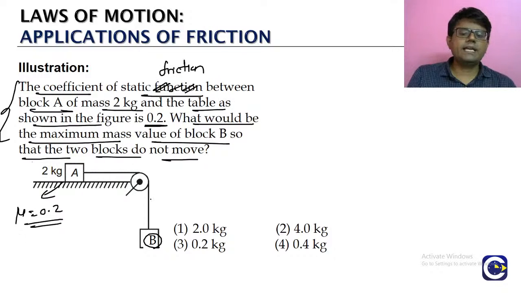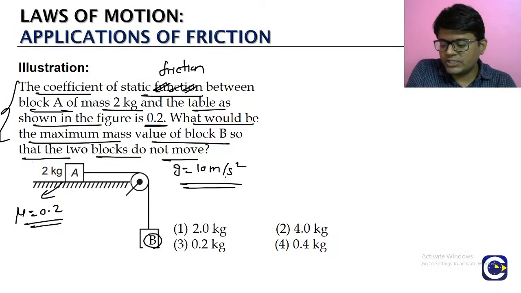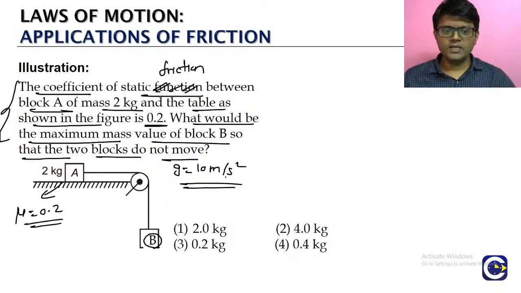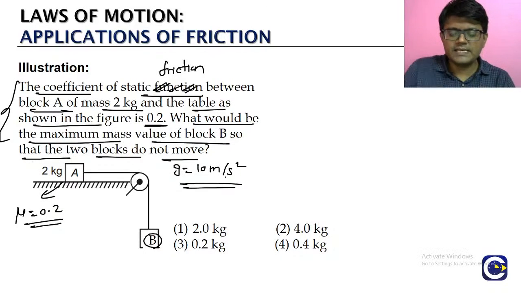Here we will take the value of g as 10 meter per second square. Take the value of acceleration due to gravity as 10 meter per second square. Let us see if any one of you will be able to give the answer for this. So what actually happens here? The block B is hanging, right? Let us say its mass is m. That's what we need to find, the maximum value.